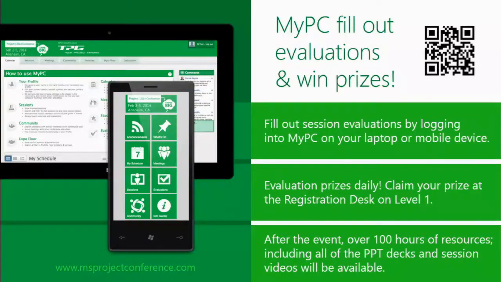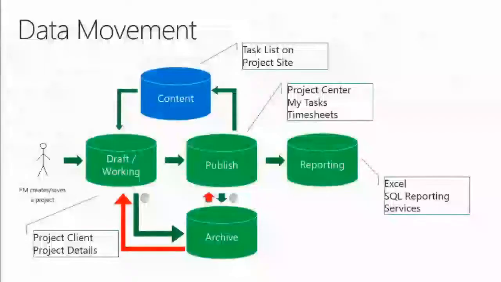It's only when I hit publish, when the data flows, that data goes from the draft working store to the publish store. And that's when it's shared with the rest of the world. That's when you start to see it in Project Center, in My Tasks, and in the timesheets. I can then continue iterating on that, like phase 2 of the project.